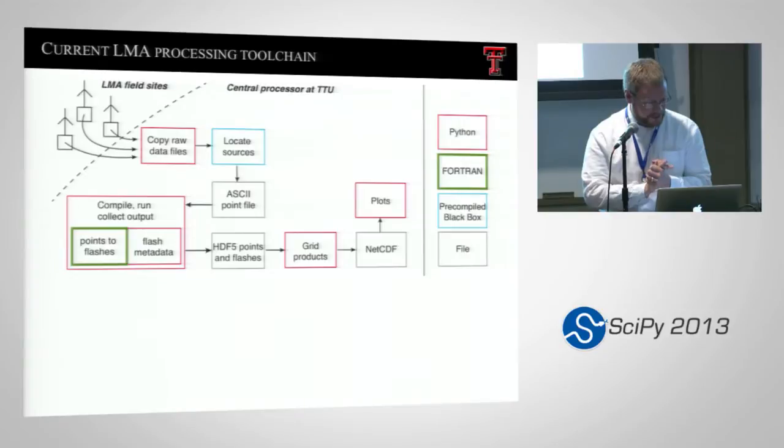All right, so that's the setup for our flash sorting problem. Here's the overall processing tool chain. If you were here last year, I showed a version of this figure as well.